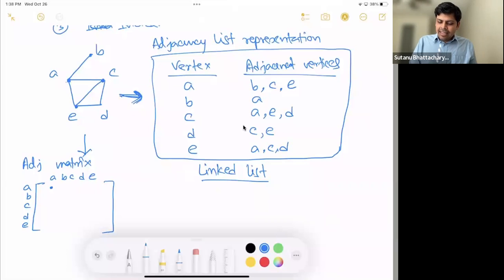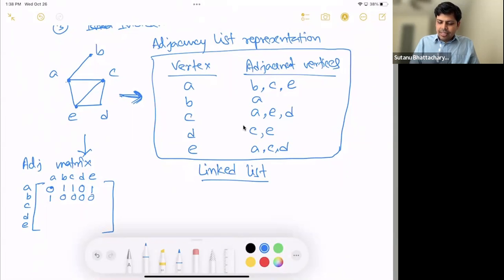So A to A, there is no edge, so it would be 0. A to B, there is an edge, so 1. A to C, there is an edge, 1. A to D, there is no edge, so 0. A to E, there is an edge, so 1. B to A, there is an edge. B to B, no edge. B to C, no edge. B to D, no edge. B to E, no edge.